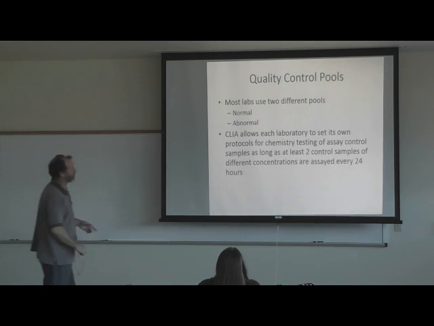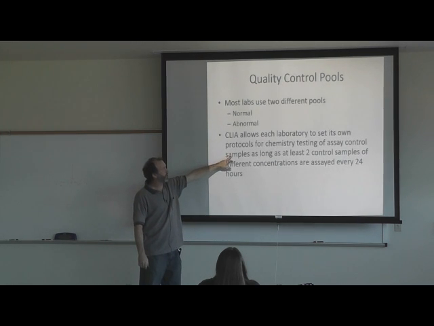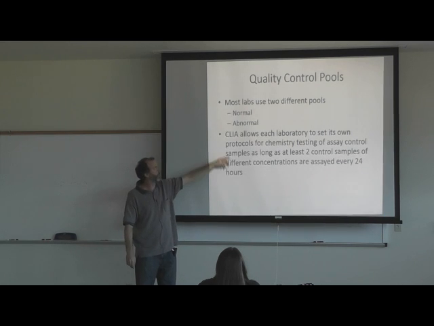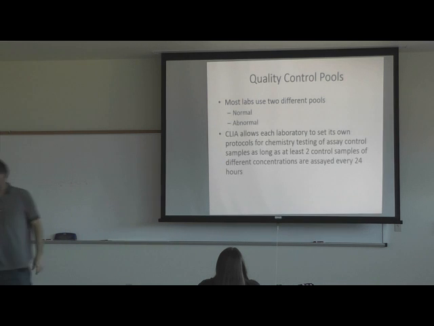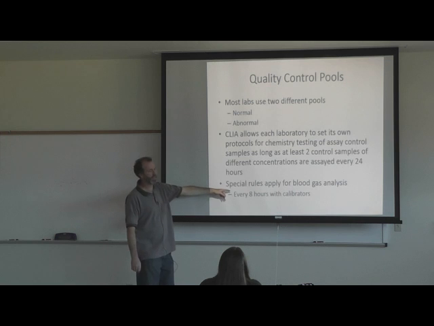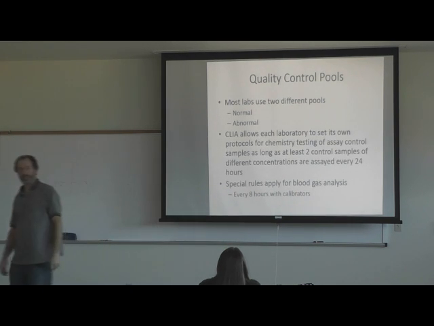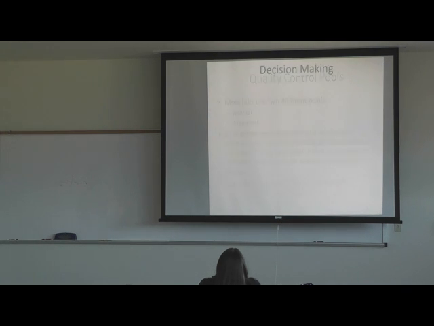CLIA allows each laboratory to set its own protocols for chemistry testing of assay control samples as long as at least 2 control samples of different concentrations are assayed every 24 hours. So normal and abnormal would be 2 different concentrations. Special rules, however, apply for blood gas analysis. That's every 8 hours with calibrators instead of pools, right? Because you can't pool blood gases, right? Can you? No, I don't think so.